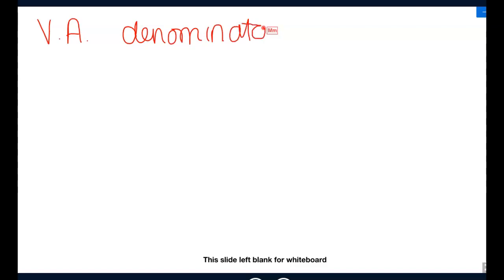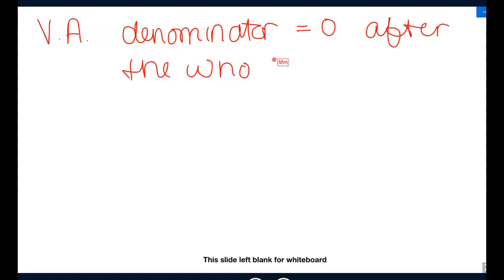So a vertical asymptote comes from a denominator equaling zero after the whole problem has been simplified.